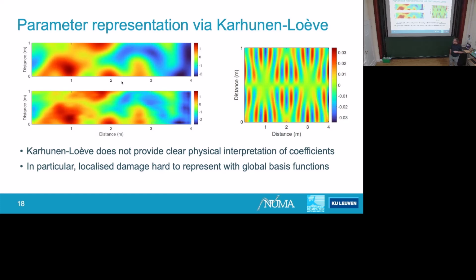Okay. Next thing. We have said at the beginning we are going to do Karhunen-Loève representation of the stiffness parameter. This is something that always passes if you say this without thought, because everybody does it.